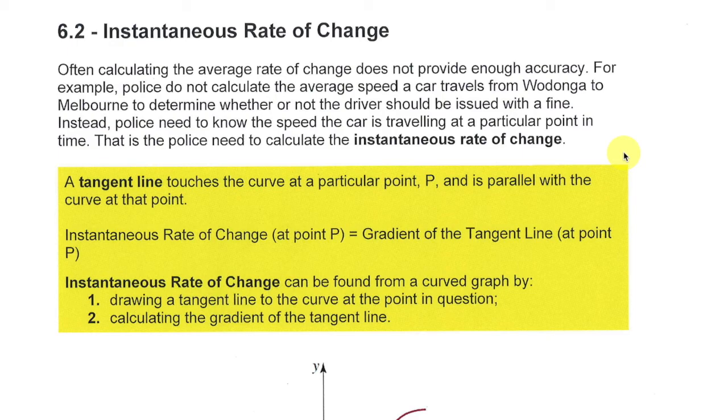For example, police do not calculate the average rate a car travels from Wodonga to Melbourne to determine whether or not a driver should be issued with a fine. Instead, police need to know the speed the car is travelling at a particular point in time. That is, the police need to calculate the instantaneous rate of change, not the average rate of change.